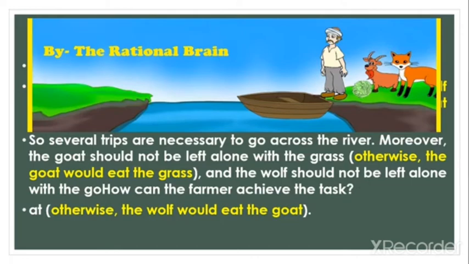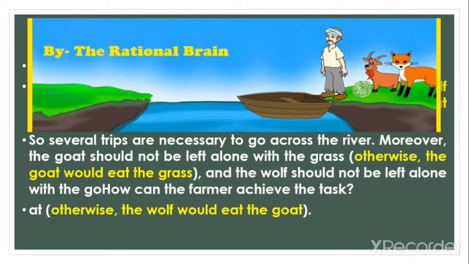So the goat should not be left alone with the grass, otherwise the goat would eat the grass. The wolf should not be left alone with the goat. How can the farmer achieve these tasks? Okay, so how can all this be achieved? So for this we can also write an algorithm here. So how can we write the algorithm? So we have to think about that.